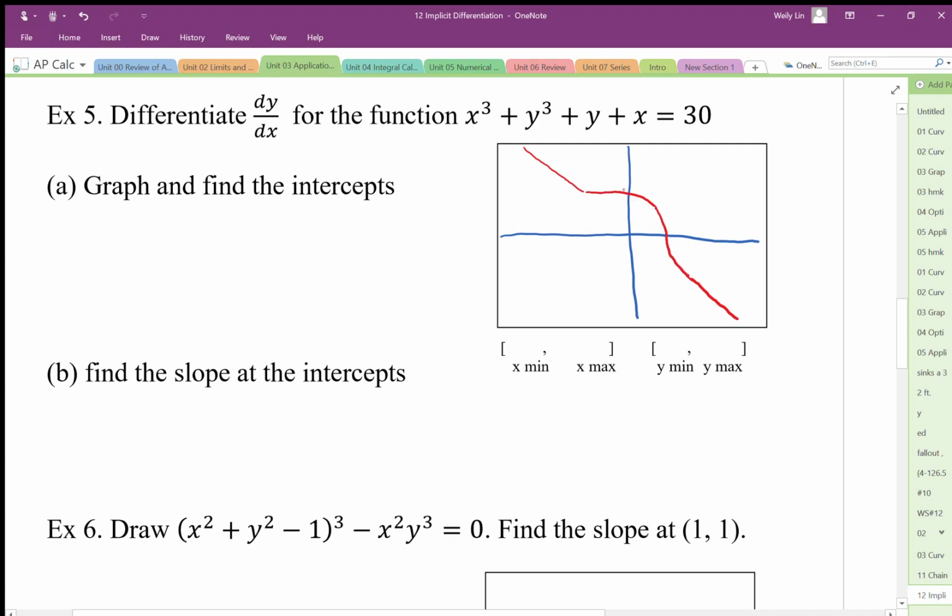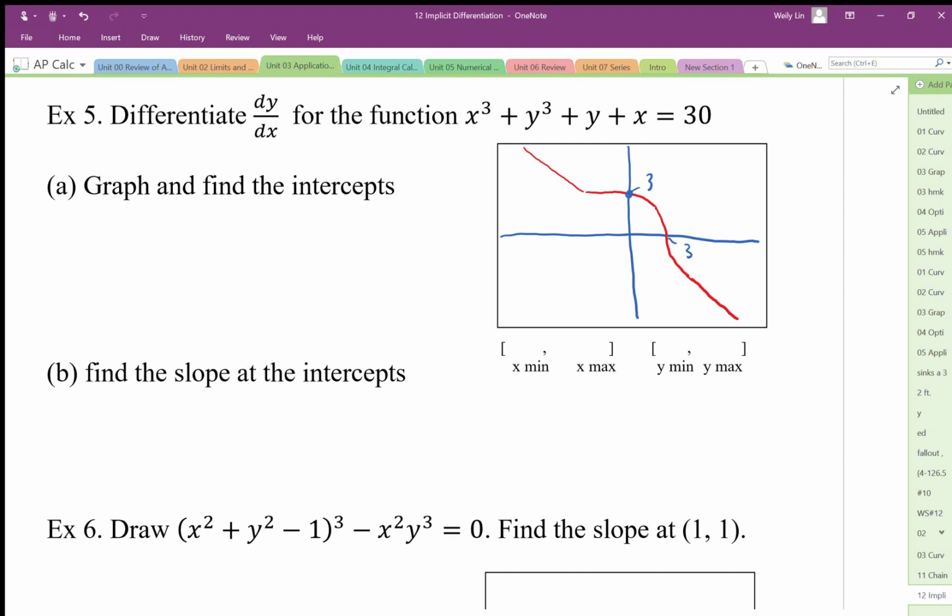So the intercepts here are going to be at, looks like it's going to be equal to 3 and 3 here. Okay, and if we look at the x and y's, when x is 0, y is going to be 3. Yeah, y cubed is 27 plus 3 is 30. X cubed is 27 plus x is 30. Okay, so those are my intercepts. I can easily solve those.